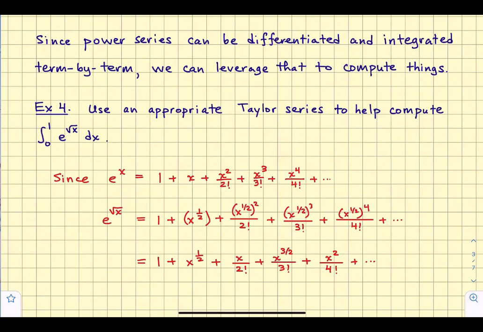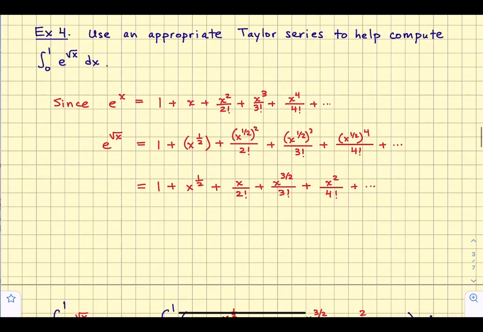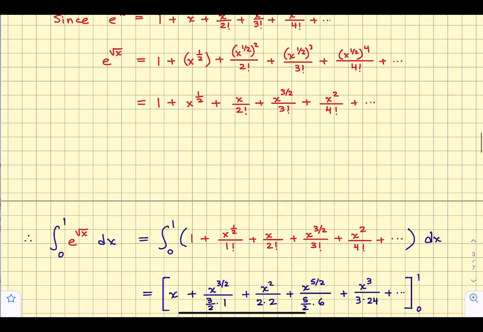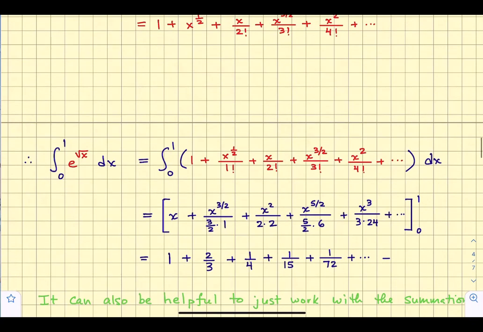You get this Maclaurin series representation for the function e to the square root of x. Okay, but we want the integral of that, so we will integrate both sides from 0 to 1. Remember, since this is a power series, you can integrate the power series. And when you integrate it, you just integrate term by term. So you go along to each term, you apply the power rule to each term.